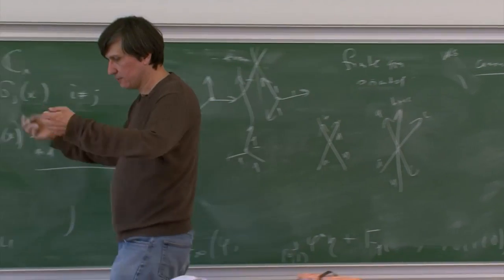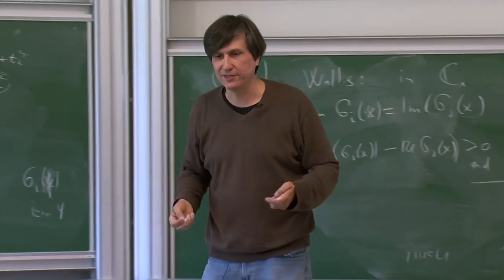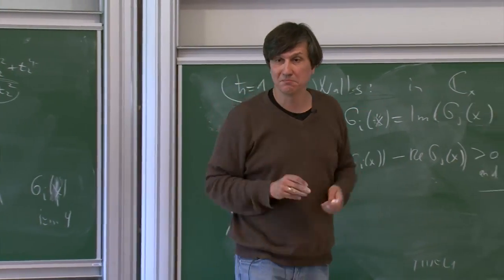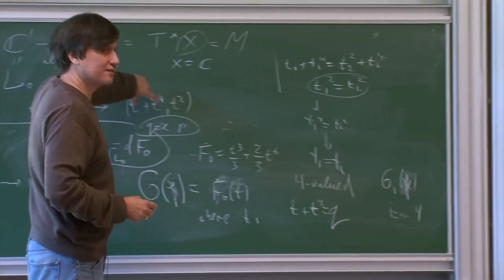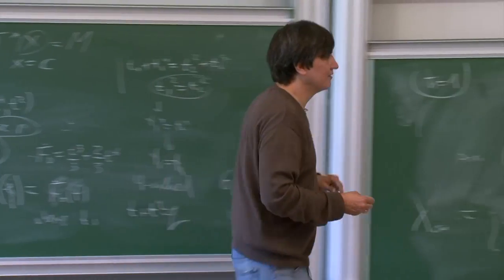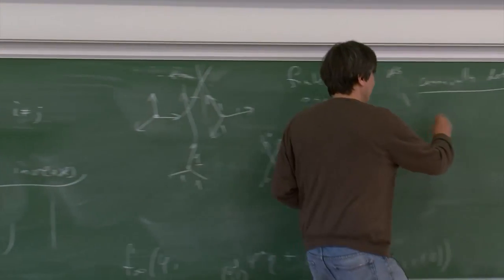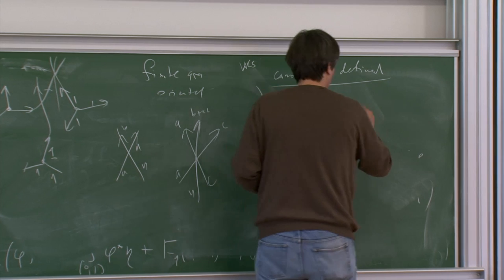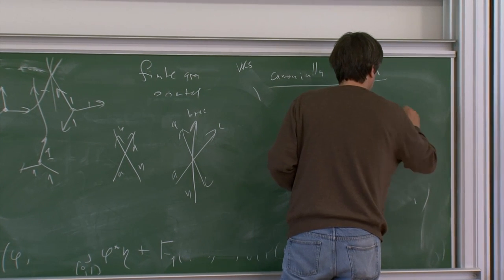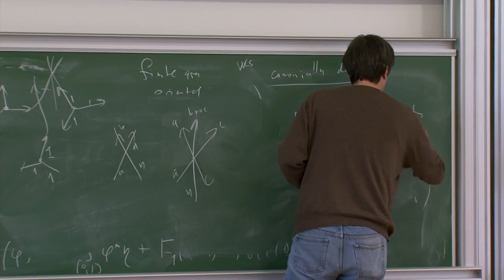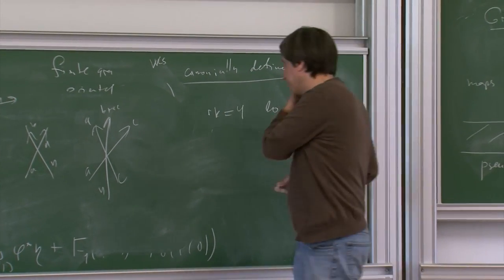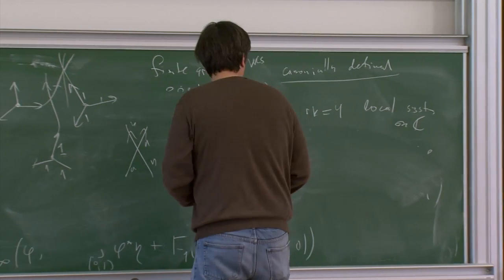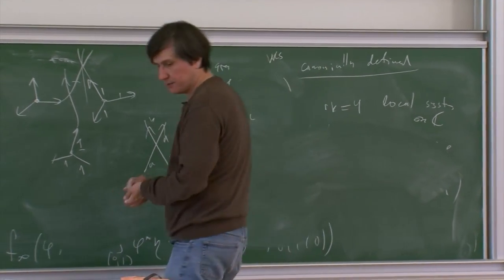And what you get is a local system on C, which is not very interesting, of rank 4. Rank 4 because the projection has four values here. A rank 4 local system on C, just a vector space of dimension 4. So I get this picture.